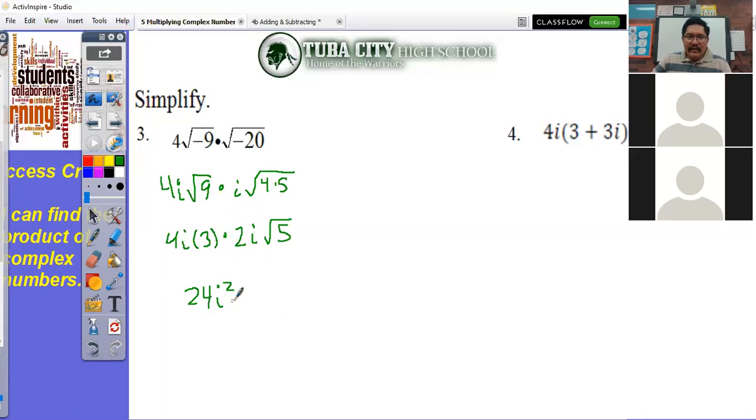And then we can't really do anything about this, so I'm going to go ahead and just leave that there. And oh, we're not quite done. There's one more thing we can do, and that is to take care of the i square, because again, anytime you see the i square, just reverse the sign of the number that it's on. So negative 24 root 5.